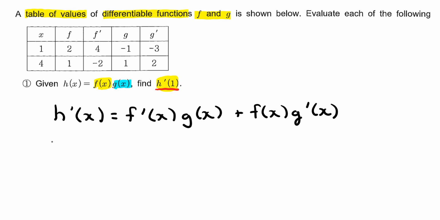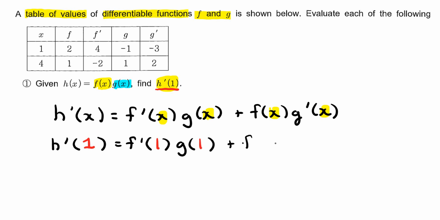So basically I'll write this as h prime of 1. What that means is that anytime you see an x value, we change all those x values with the 1. So this will be f prime of 1 times g of 1, plus f of 1 times g prime of 1. All right, and then we go to the table now to find the values for these expressions.